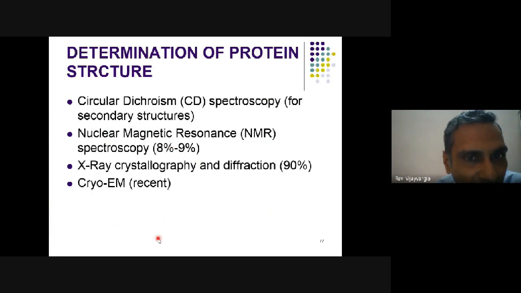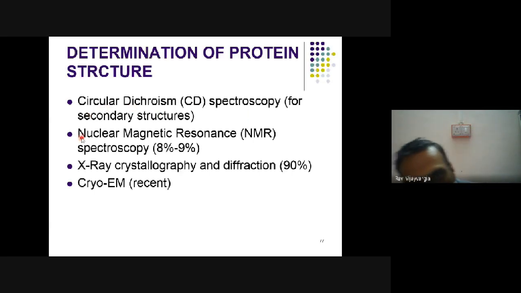So here we will briefly talk about the four techniques commonly used for determination of protein structure. First is circular dichroism, CD spectroscopy, mainly meant for secondary structures. Then we have NMR, which is nuclear magnetic resonance spectroscopy. Then we have X-ray crystallography and diffraction, and cryo-EM, which is the most recent development in the field of structural biology.